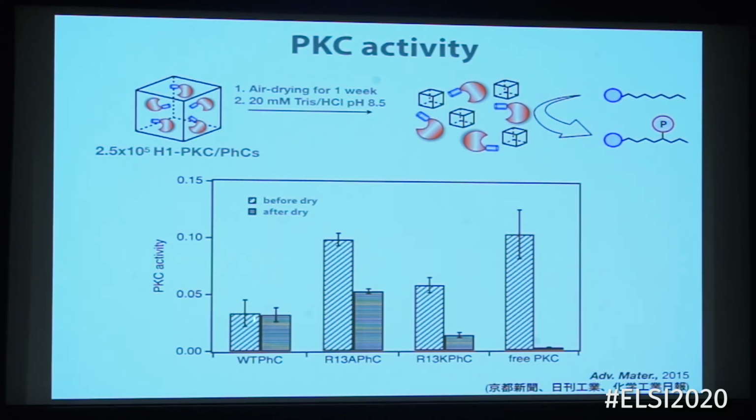Before drying, the mutant and the wild type show efficient enzymatic activity, as well as the free enzyme. But after drying for 1 week, the free enzyme is completely denatured, so it cannot show the original enzymatic activity. But even after 1 week, the protein crystals survive, and the enzyme retains the original enzymatic activity within the crystal.